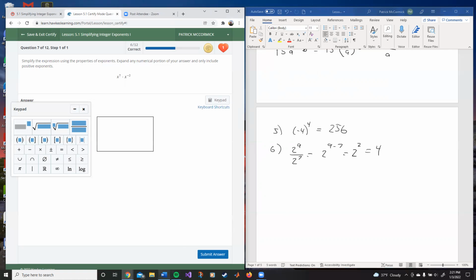Okay, number 7, same type of problem. This is not bad because we got like bases. So x to the 7th times x to the minus 2. Since we have like bases, it's a product rule, so we add the exponents. Just watch out for the negative. So it'll be x to the positive 5. X, our exponent key, 5.